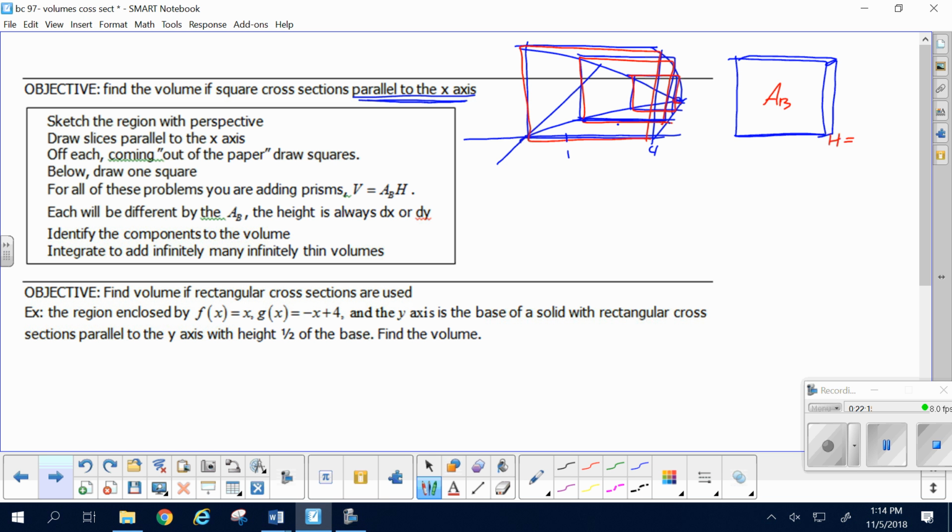So this is 3 here, then 2 here. So this distance here is not x, it's 4 minus x. Now that's great, but the curve is being integrated with respect to y.